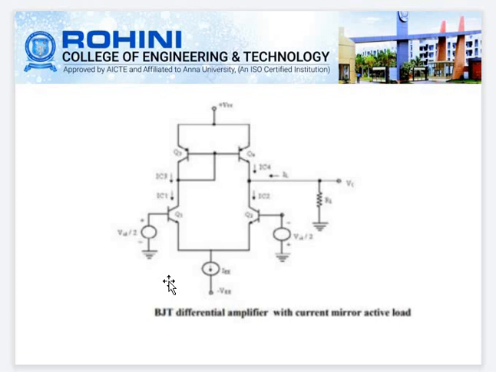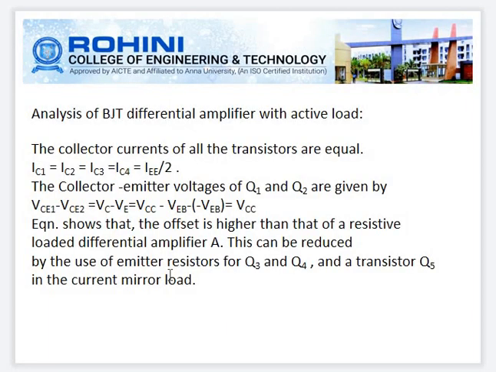Q1 and Q2 form the differential amplifier stage. Q3 and Q4 form the current mirror circuit. This current mirror is connected as the load for the differential amplifier. Analysis: the collector currents of all the transistors are equal. So IC1 equals IC2 equals IC3 equals IC4, which is equal to emitter current by 2.